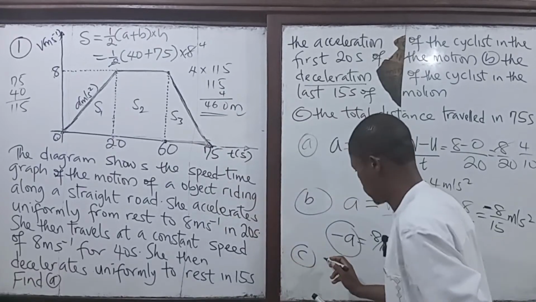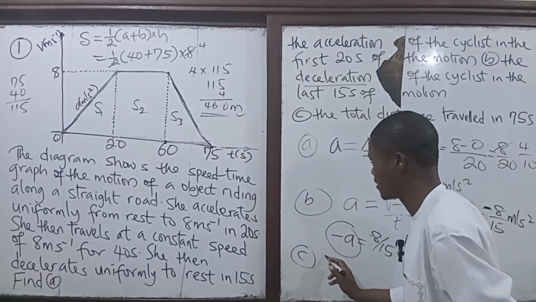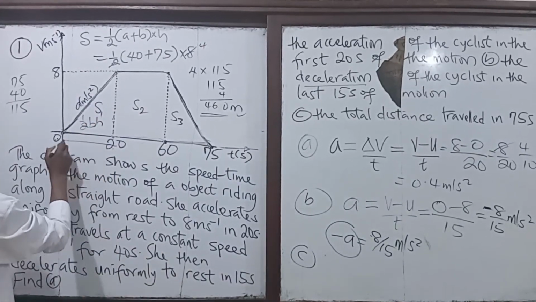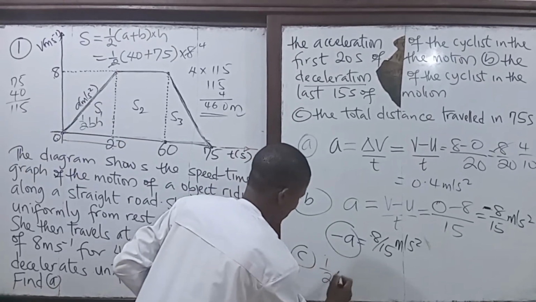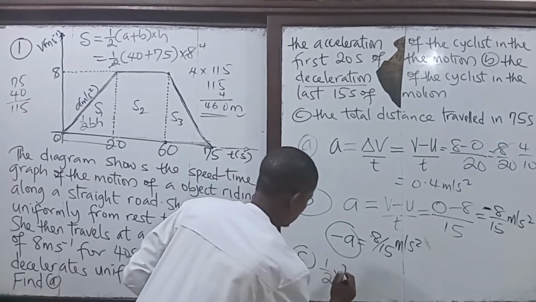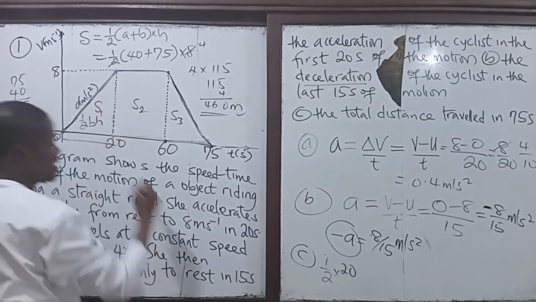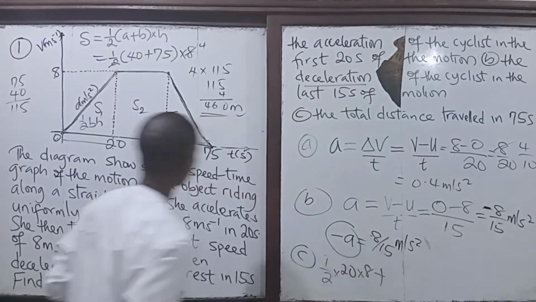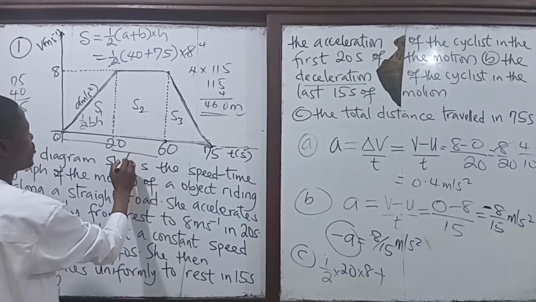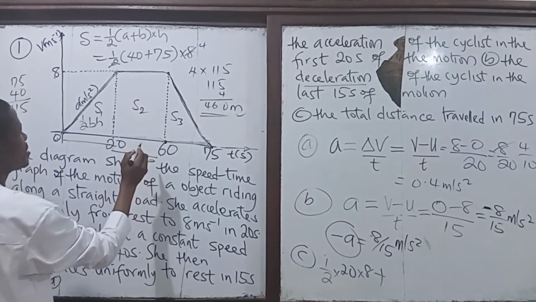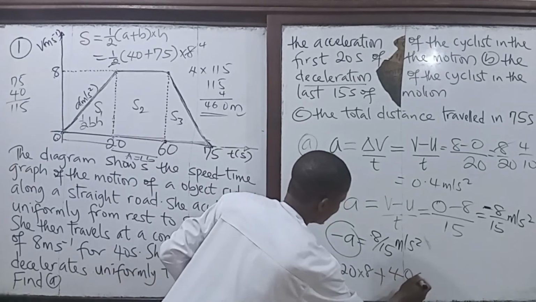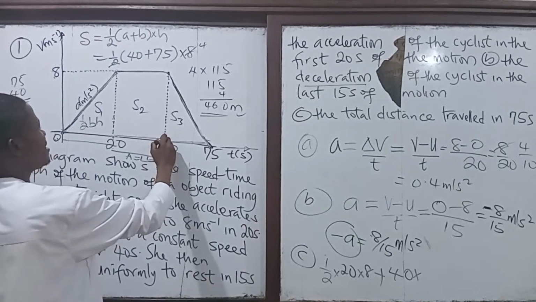My first one is half base times height. This is my base, so that is half times 20. The height is from here to here, that's 8. And then plus, this is a rectangle. The area will be length times width. The length here is 40, times the breadth or width from here to here.